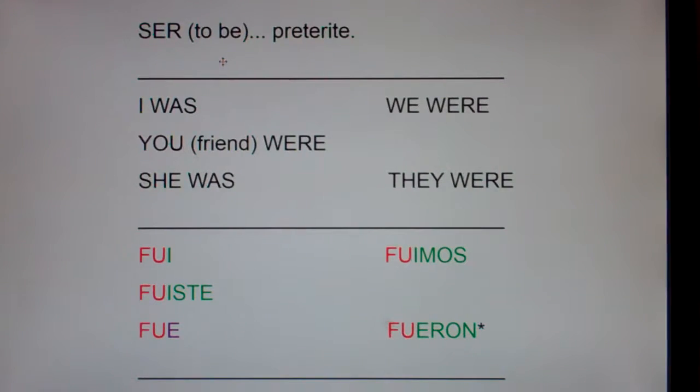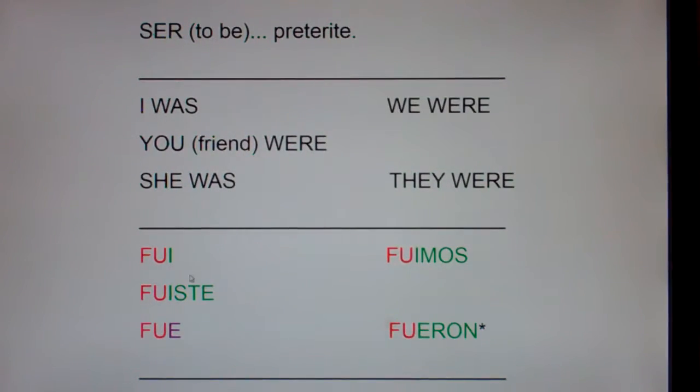Number two, it's an ER verb, so you expect it to end in i, iste, ió, imos, ieron. But notice, it's not ió, it's e, and it's not ieron, it's eron. And number three, you expect there to be an accent for preterite verbs in the yo form and the he form. So there's an FU in all five forms. These bottom two are tricky, and there are no accents. So this is what I'd call a triply irregular verb, okay?